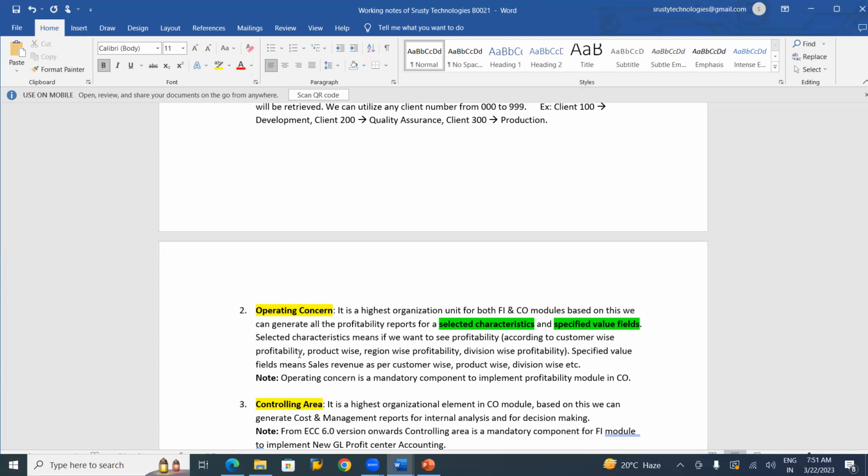Next one, specified value fields means sales revenues, as per customer-wise, product-wise, division-wise, etc. So what is the difference between these two? Selected characteristics and specified value fields.